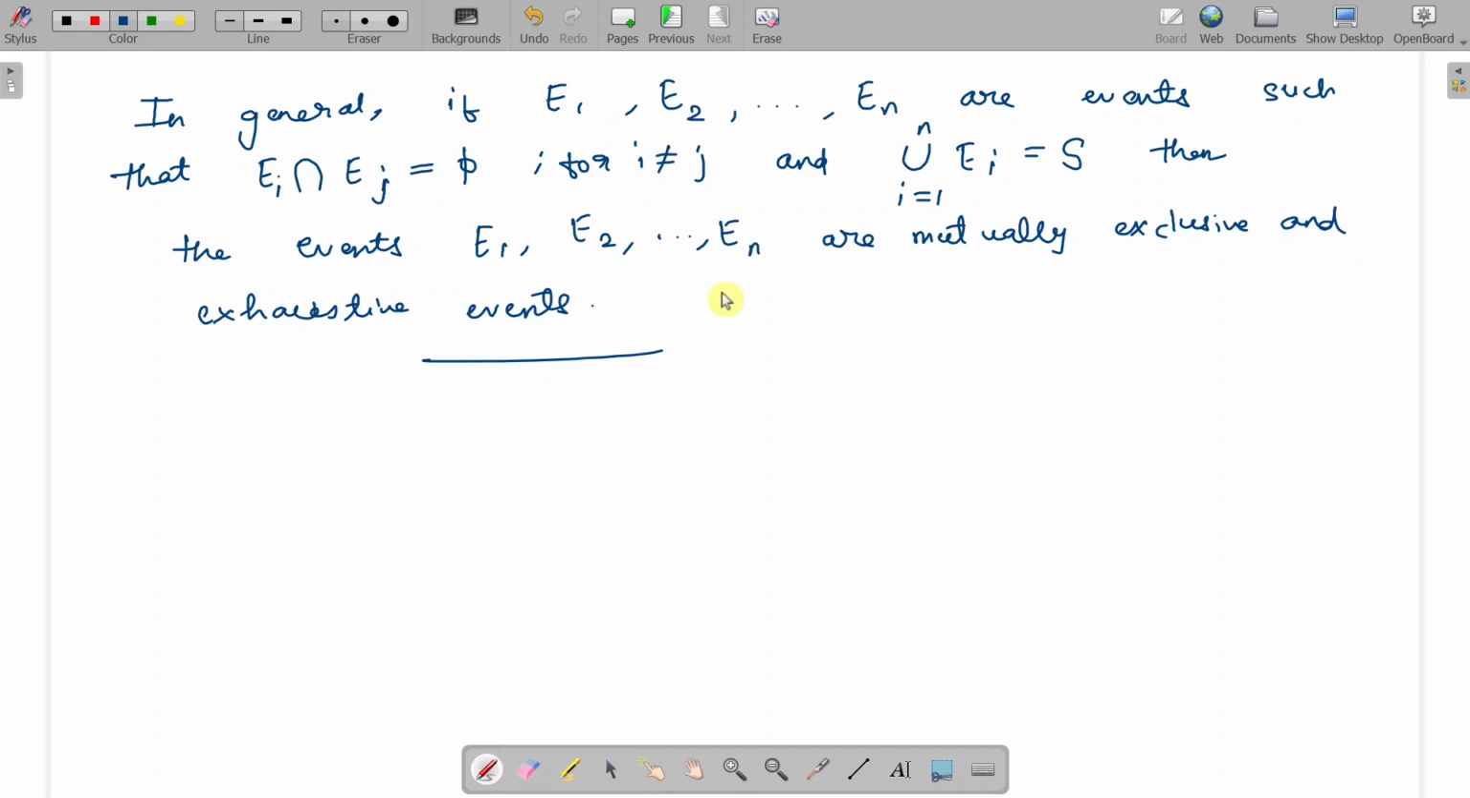This much concept you have to know to solve the exercise 14.1. So that's it in the video.